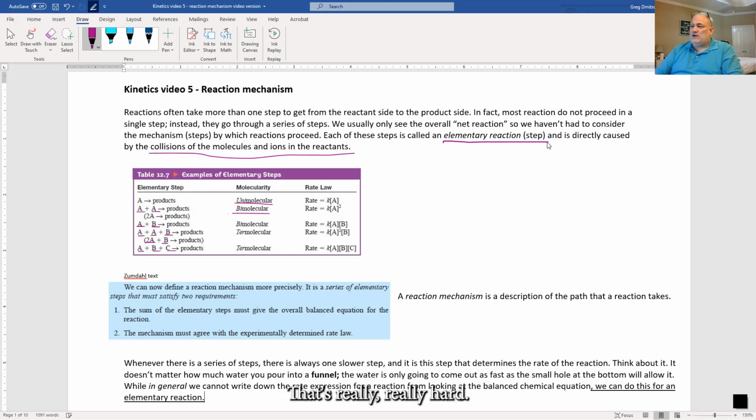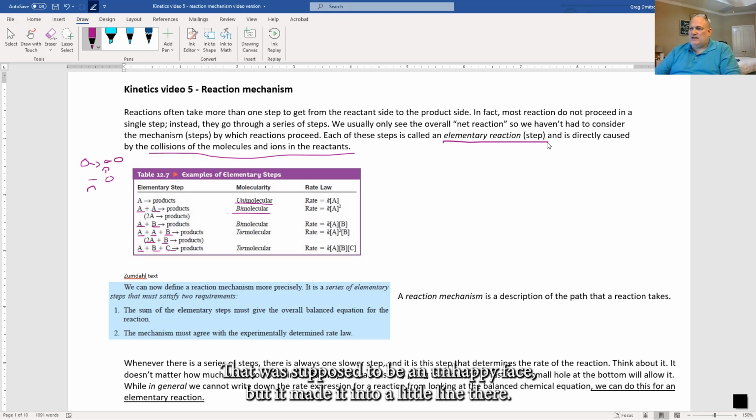That's really, really hard if you think about our collision model, the collision model being simply, hey, we have to have these things hit into each other. If we have to have three things hitting into each other perfectly, all aligned and with the perfect amount of energy, chances of that happening are very, very low. That was supposed to be an unhappy face, but it made it into a little line there.